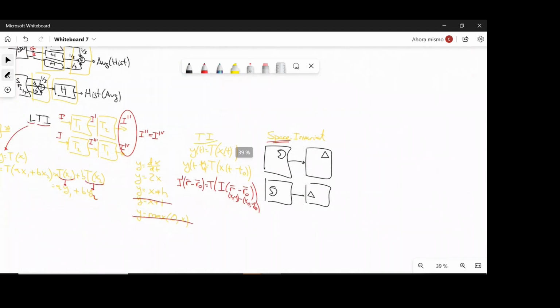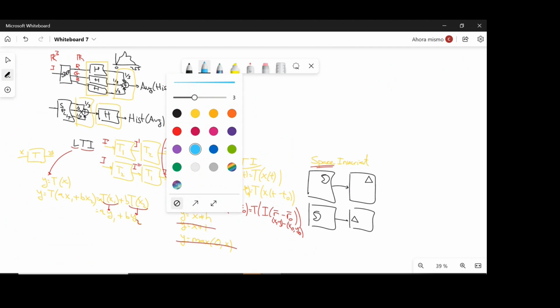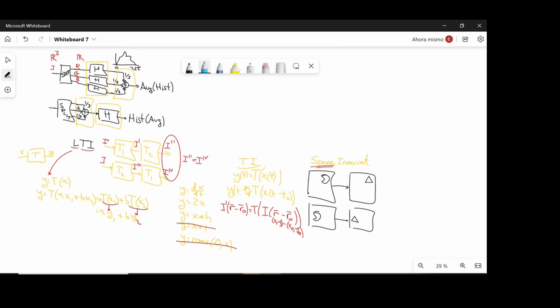Okay, so where are we? We were talking about histogram and average, which don't commute, while linear time invariant systems do commute. Is this linear? Let us compute the average; it's linear. It is, right? So this one is linear. What about computing a histogram? Is it a linear operation?